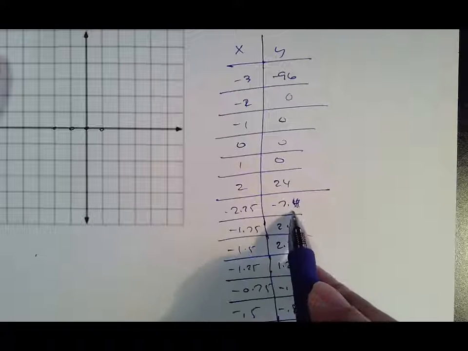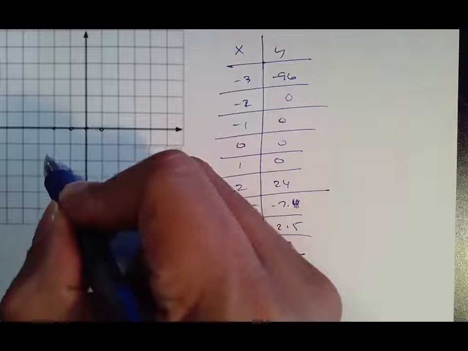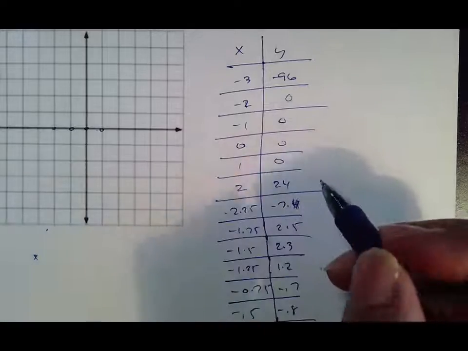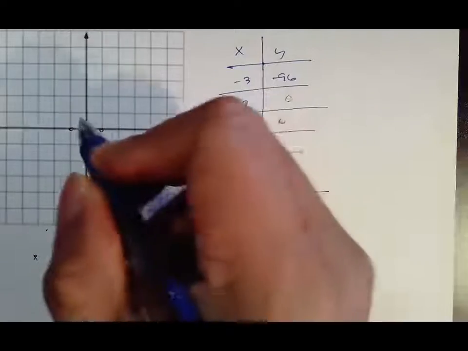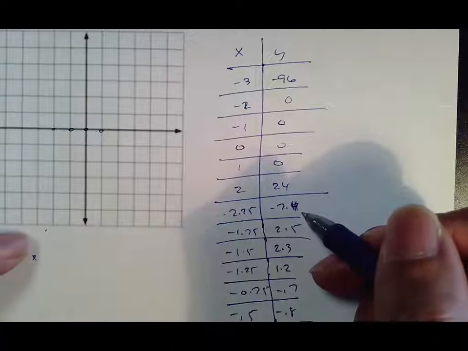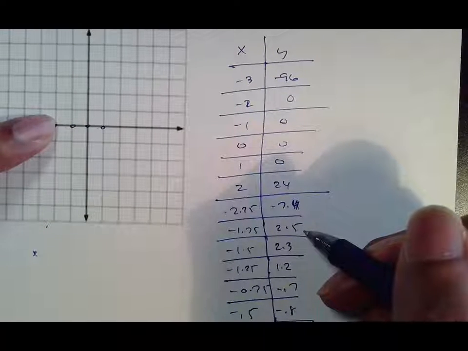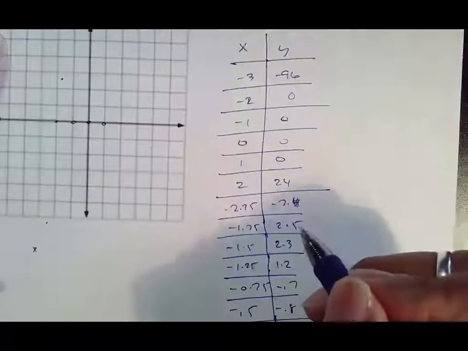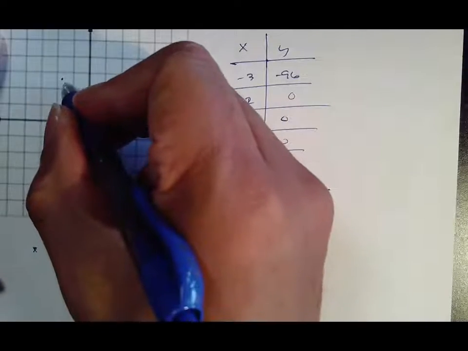Negative 2.25. Hopefully I didn't write anything crazy. Negative 2.25 is at negative 7. So 2 1/4 should be barely off. I'm going to negate that. Negative 1.75 is at 2.5. Wow, that goes up quickly. So negative 2.75 is here. Negative 1.75, which is inside, is at 2.5. Negative 1.5 is at 2.3. So 1.5 is about here somewhere.